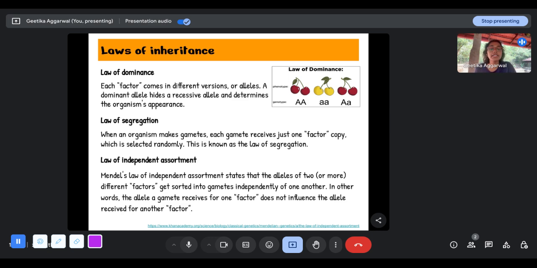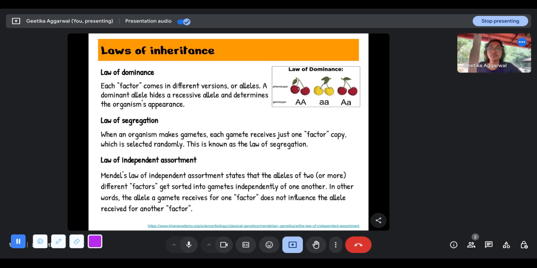All of these alleles are getting independently assorted. Their assortment into the gametes is not dependent on each other. So they are independently assorted. So in other words, the allele a gamete receives from one factor does not influence the allele received for another factor. Okay, so I hope this is clear to everybody.